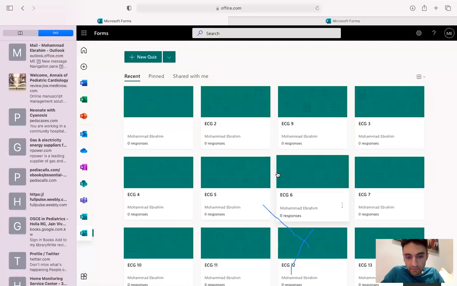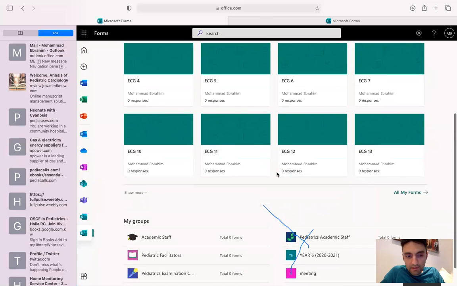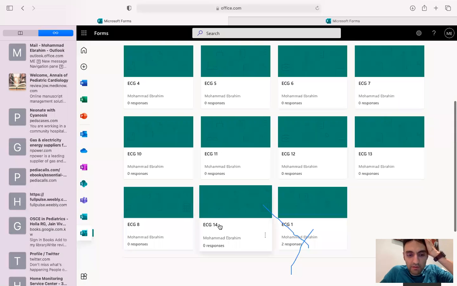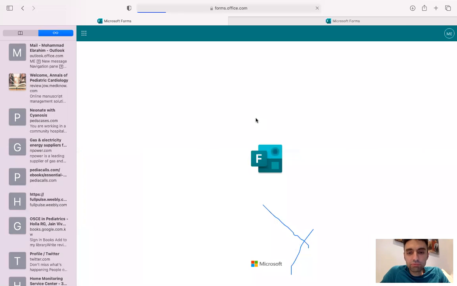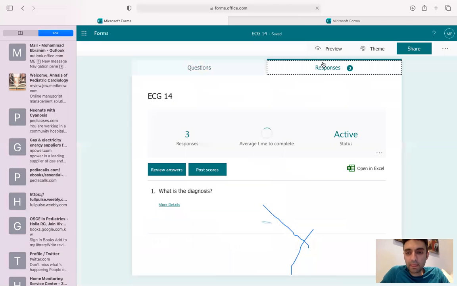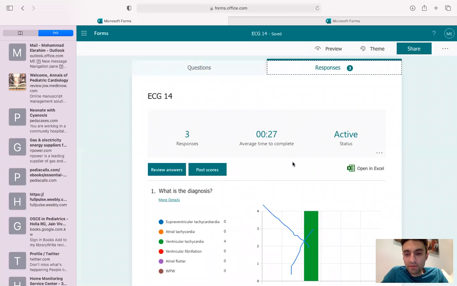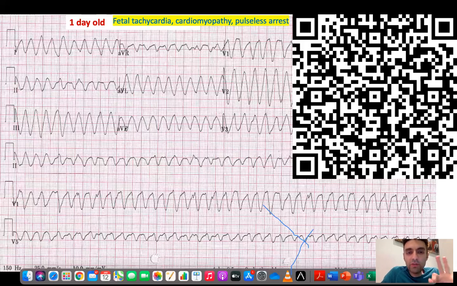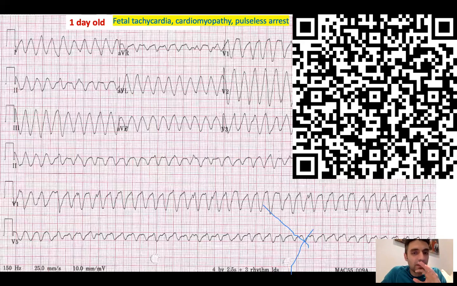ECG 14. ECG 14. It's not working. I don't know what's wrong with it. Okay, I have 3 responses. That's good, maybe it's just slow. So only 3 people answered. Yalla, I'll give you more time. This is an ECG, it's not that difficult.